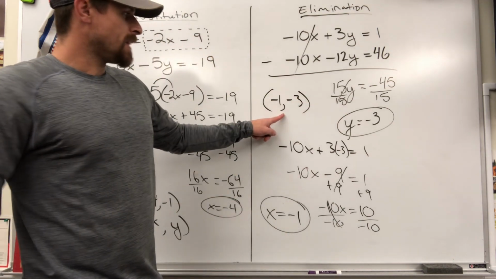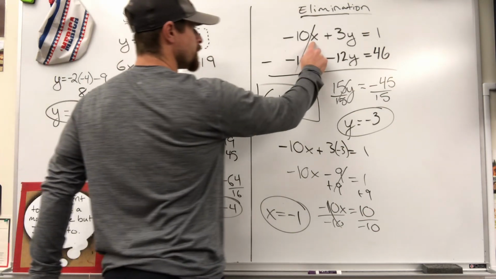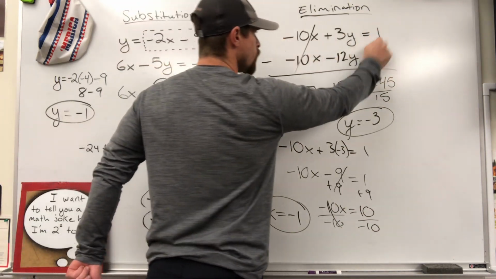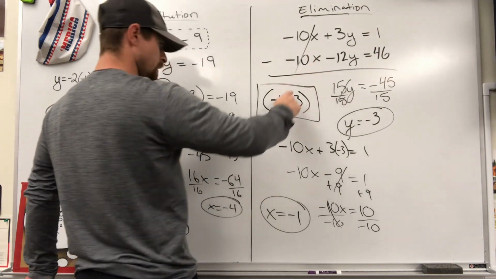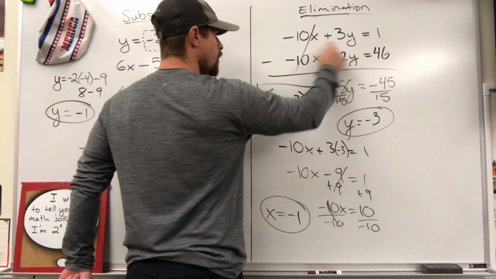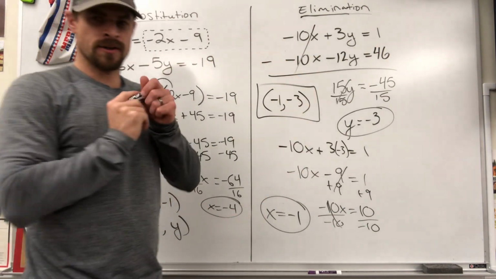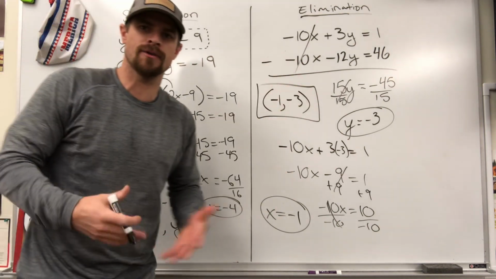If I want to check and make sure that this is correct, all I got to do is put a -1 in for the x, -3 in for the y, and hope that this comes out to 1. Put a -1 in for the x, put a -3 in for the y, hope that this comes out to 46. All right, so that should be all you need in order to start solving these systems algebraically.